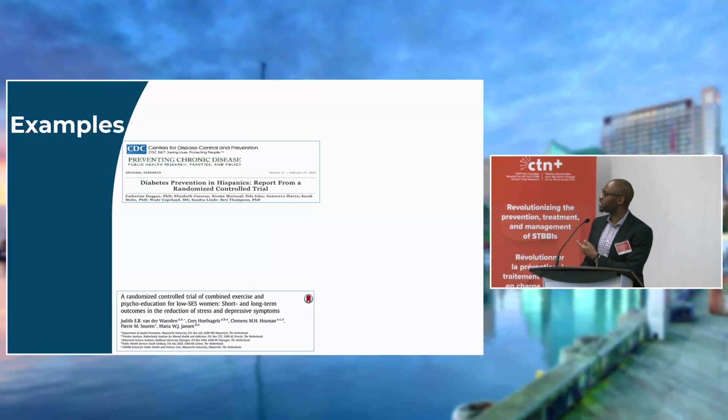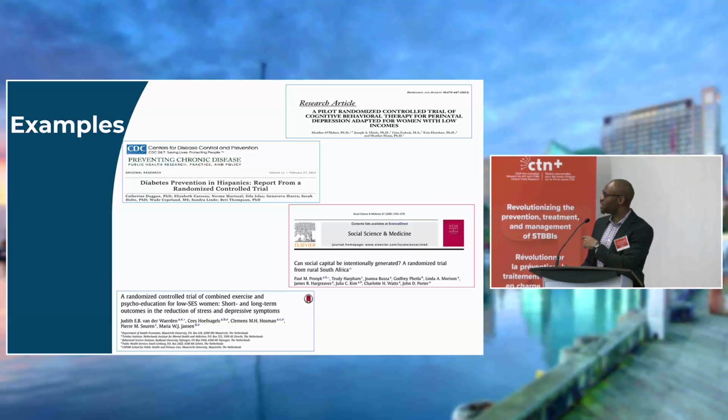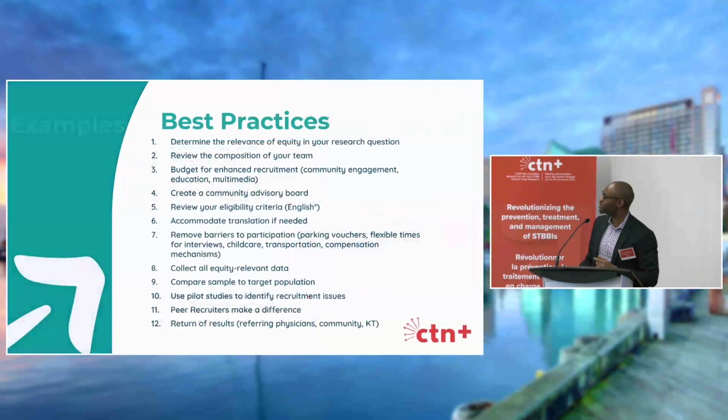For example, a trial in Hispanics, a trial in people with low socioeconomic status, like that one as well. And this one here is an interesting one. Social capital can be introduced as an intervention in a trial. Just an example. So best practices: determine the relevance of equity in your research question, review the composition of your team, budget for all this, create a community advisory board, review eligibility criteria, accommodate translation if needed, remove barriers to participation, collect the data. That's how you can prove that you did a good job.